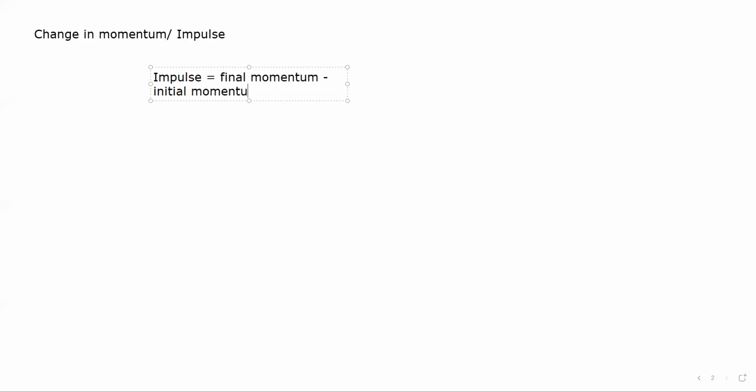Then the change in momentum. The change in momentum is also known as impulse. It's also a vector quantity. So how to calculate the impulse? Impulse is equal to the final momentum minus the initial momentum. The difference in the momentum will give us the impulse. Impulse is denoted by I.